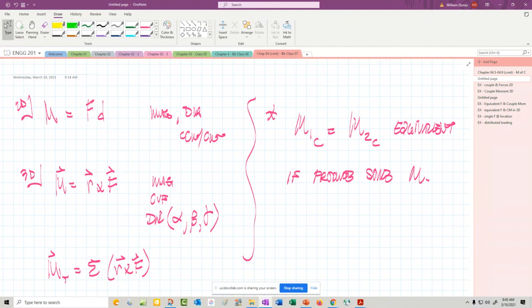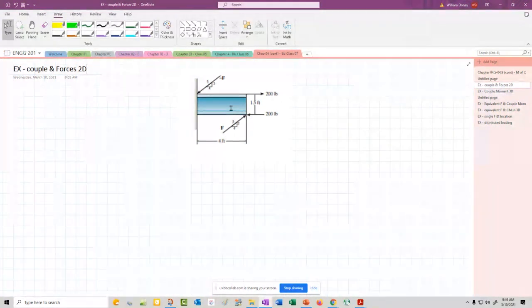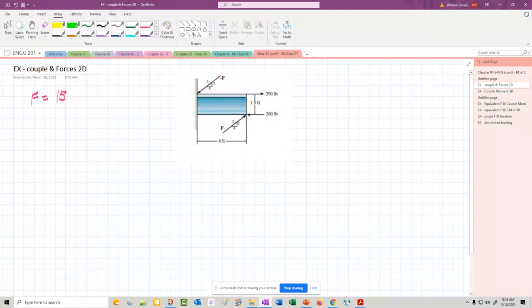All right, before we jump into any problems, any questions on this whole moment idea? All right, let's do a real simple one pulled from an old textbook, an old homework problem. We're told that F is going to be 150 pounds. And that's the F down here. It also means that'll be the F up here, just in the opposite direction.